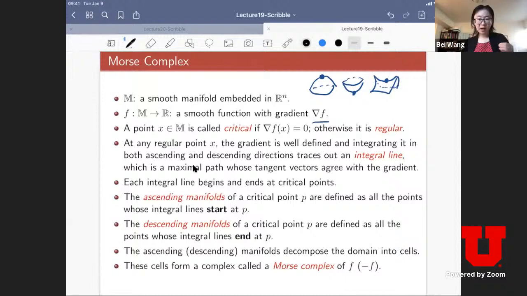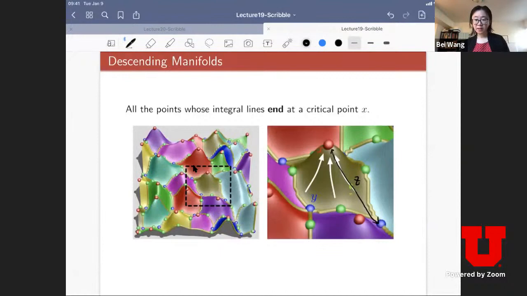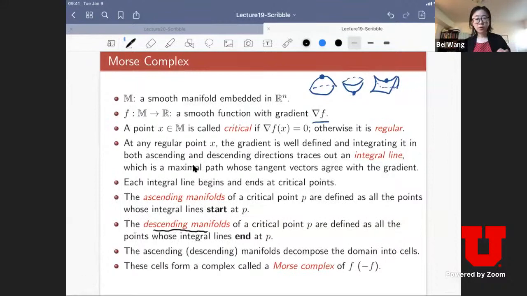Now we need to define the following. Ascending manifolds of a critical point are defined as the points whose integral line starts at that critical point, and descending manifolds of a critical point are defined as the points whose integral line ends at that point. So let's start with descending manifold. For it to be meaningful in our topological descriptor, it's the ones surrounding the local maximum. Remember, the definition of descending manifold is all the points whose integral line ends at it.